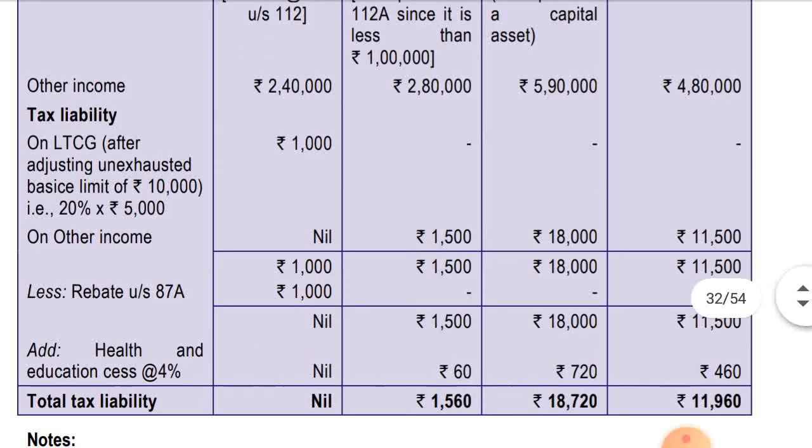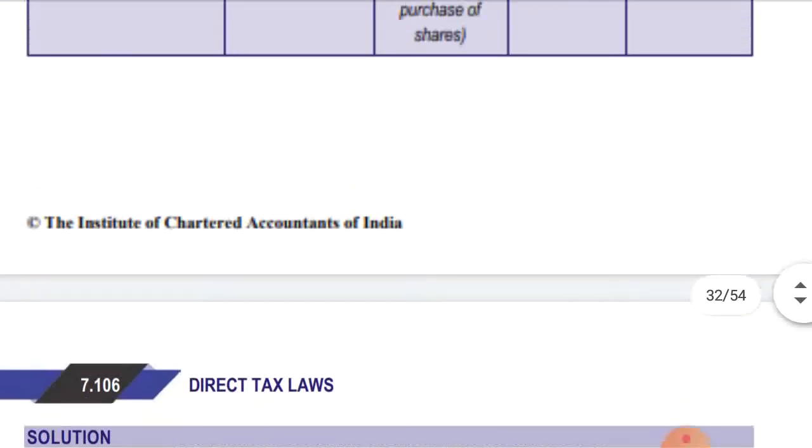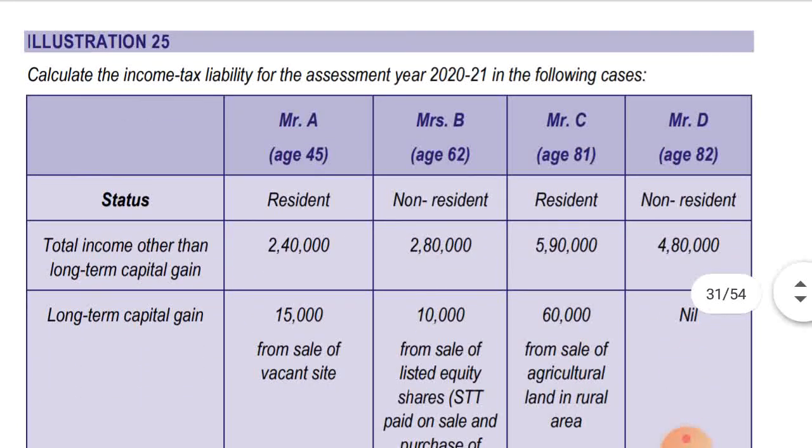After adding health and education cess of 4%, the tax liability is coming to 1,560. Okay, now let's see Mr. C, aged 81 years. He's a resident, so he will be getting an exemption of 5 lakhs.